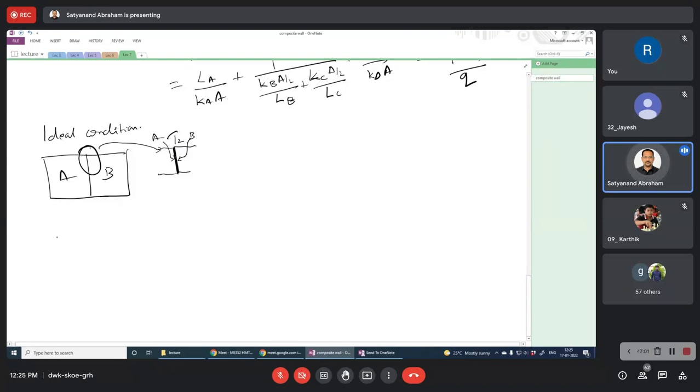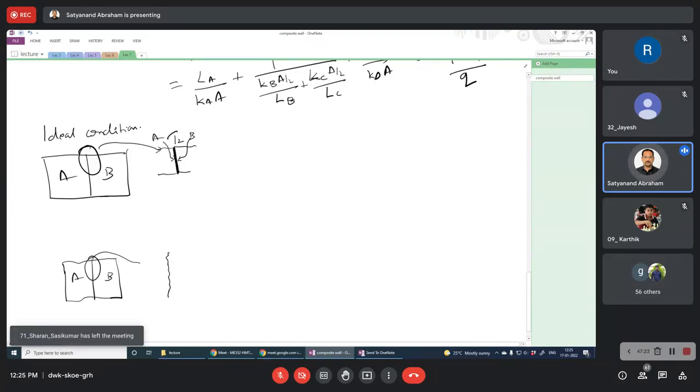But in a practical condition, if you have two materials A and B and you zoom into this, what you can find is that obviously the surfaces are not going to be smooth as it is. This is the material A, and this is the material B.